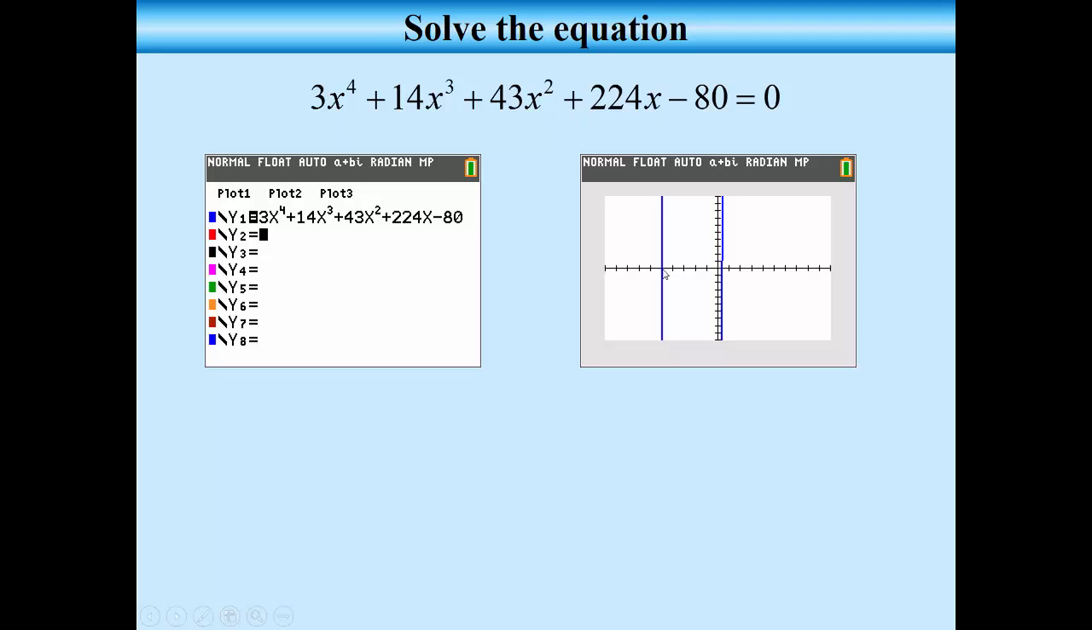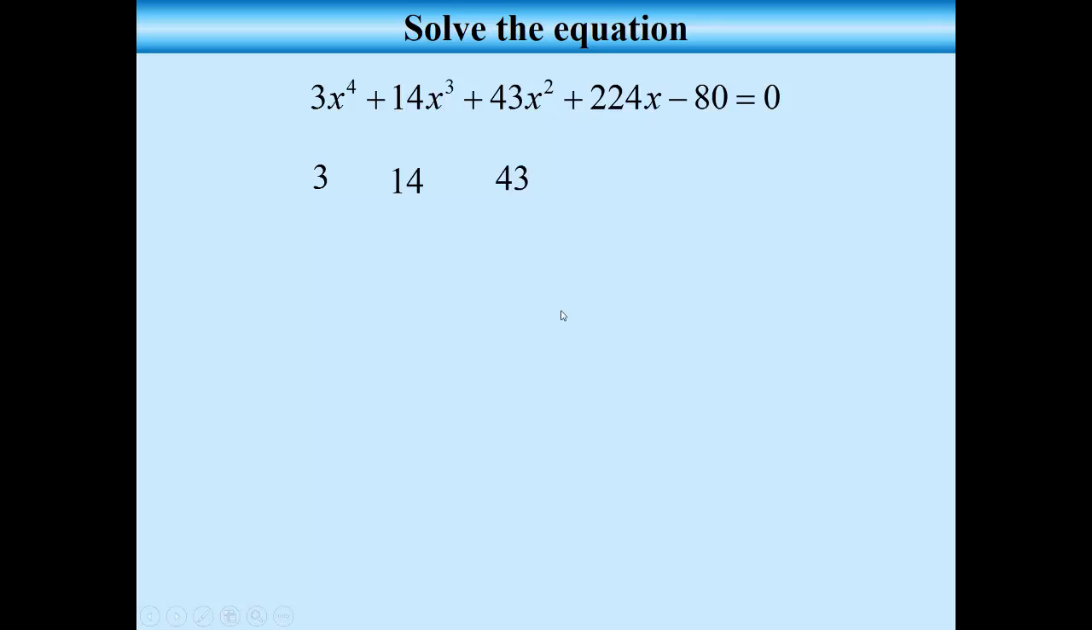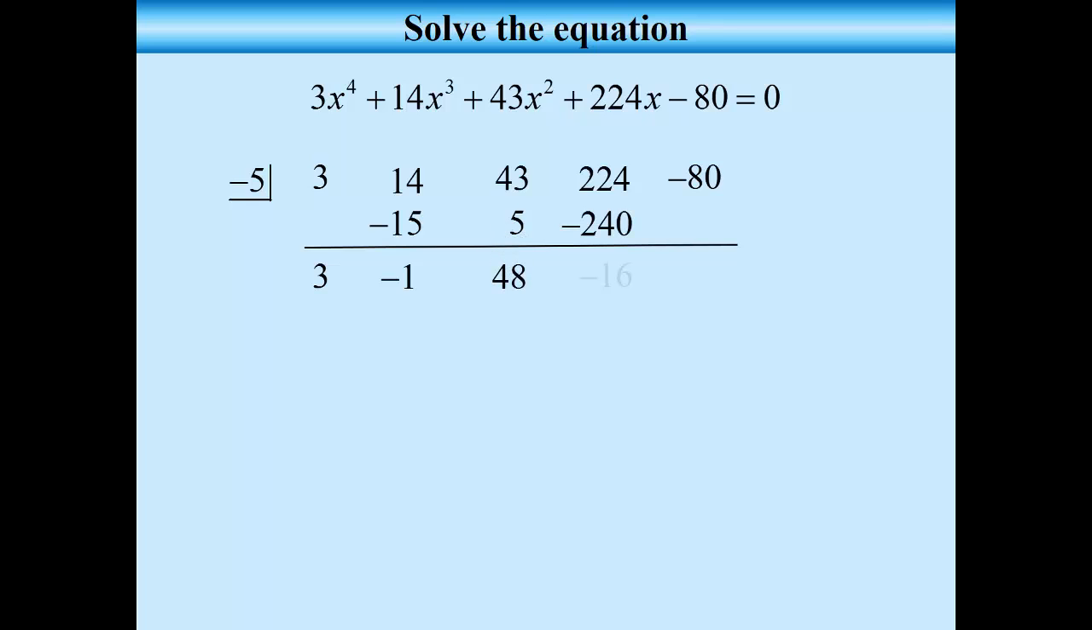-5. This one looks like something between 0 and 1. Well, there's lots of stuff between 0 and 1. So how about if we start with the -5? We'll do synthetic division with the -5. Add, multiply, add, multiply, add, multiply, add, multiply, add. The significance of that 0 at the end is -5 is indeed a solution.